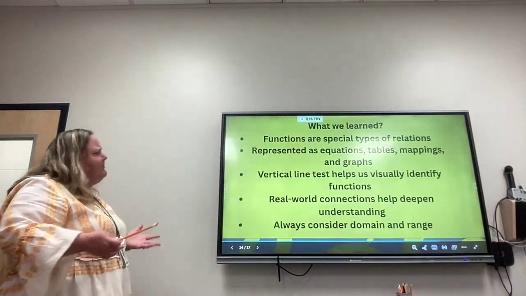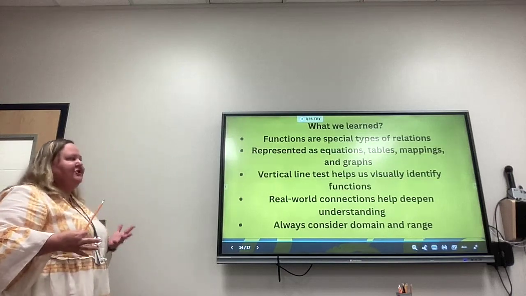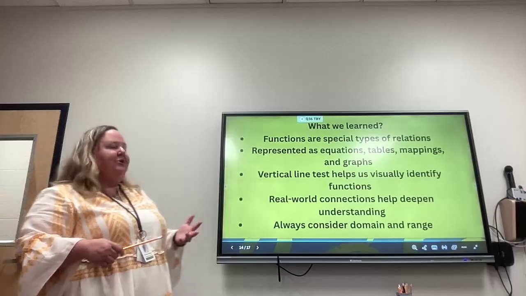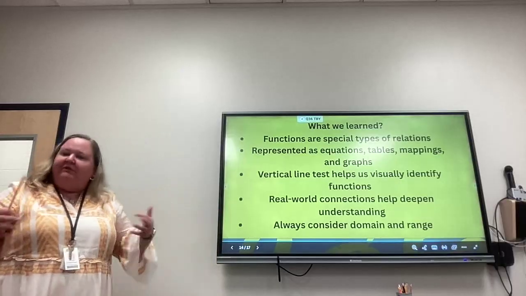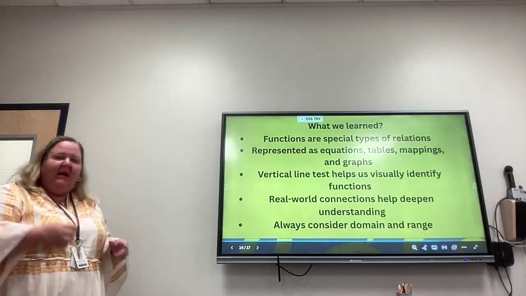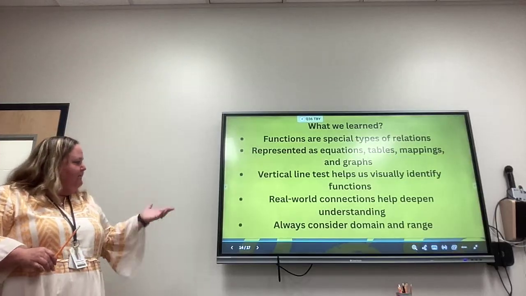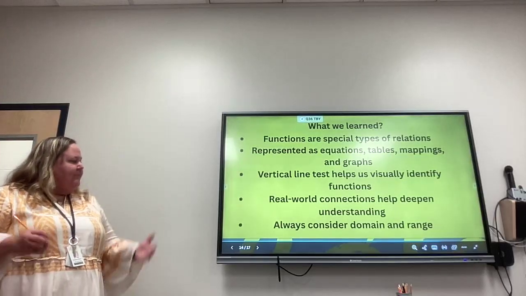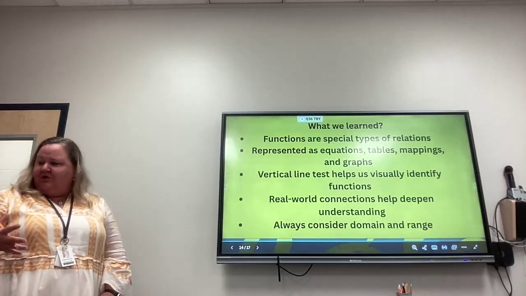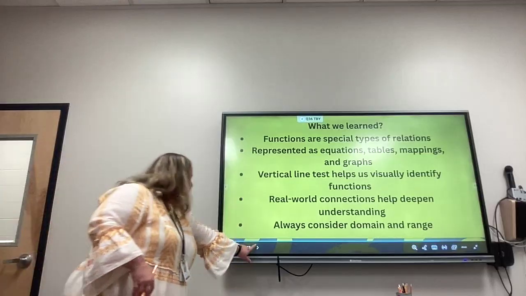Okay, so what we learned: functions are special types of relations. They're represented as equations, tables, mappings, and graphs. We have different ways that we can see those. The vertical line test is a visual way of identifying them. The real world connections help us deepen our understanding, and always consider your domain and range.